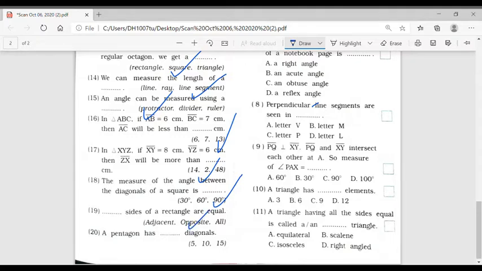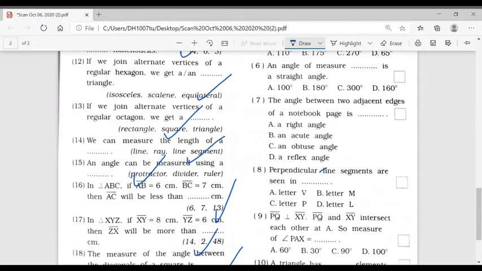Now question number 20. A pentagon has dash diagonals. How many diagonals does a pentagon have? A pentagon is a five-sided figure having five diagonals. If you join the alternate vertices, then you will get five diagonals of a pentagon. Now we are going to start question number three.